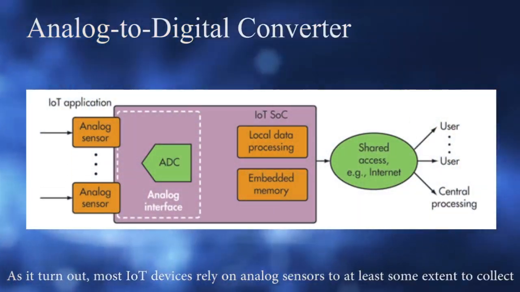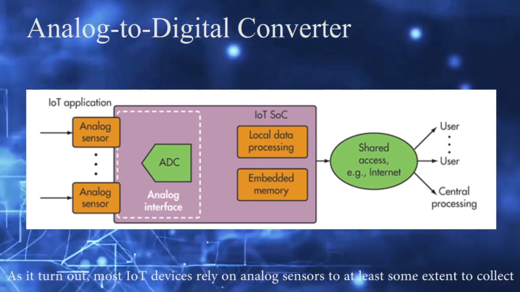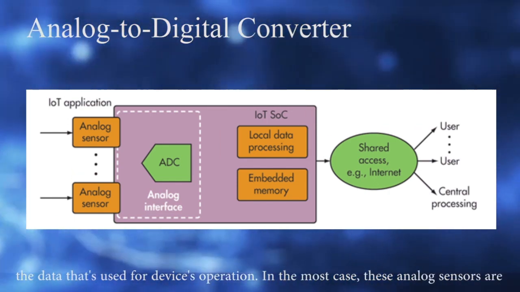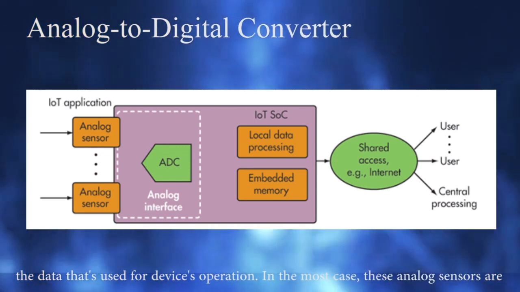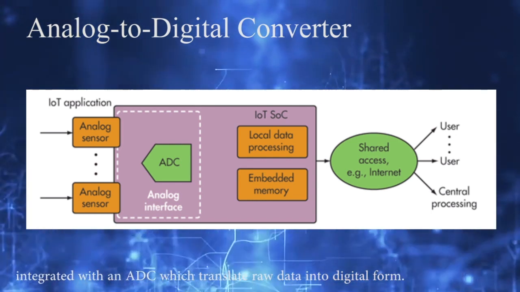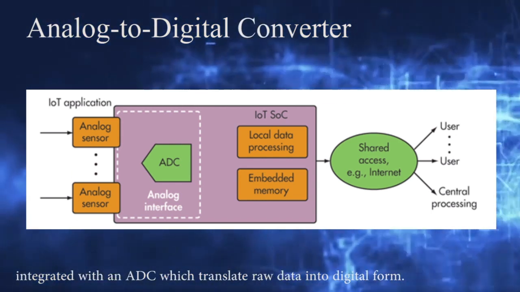As it turned out, most Internet of Things devices rely on analog sensors to at least some extent to collect the data that's used for devices' operation. In most cases, these analog sensors are integrated with an analog-to-digital converter, which translates raw data into digital form.